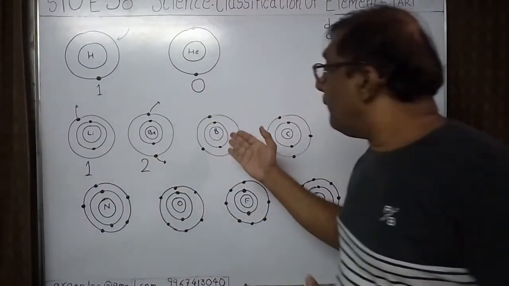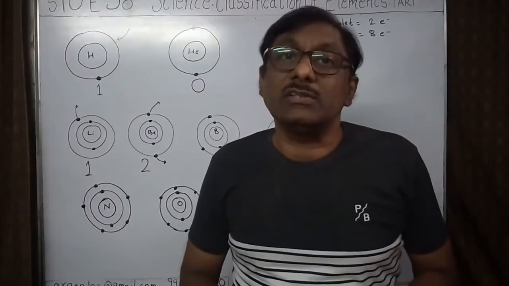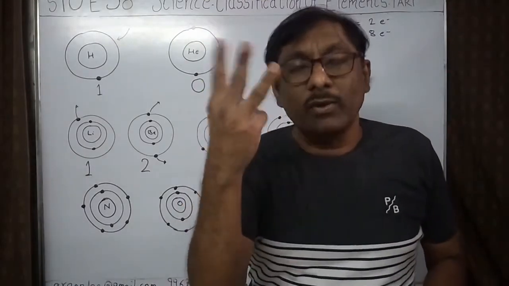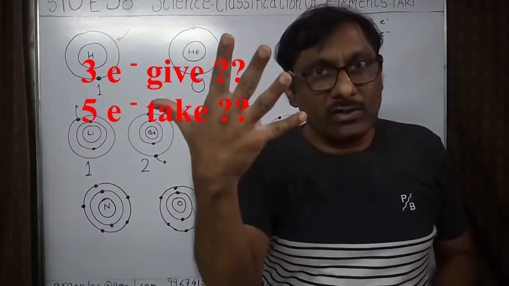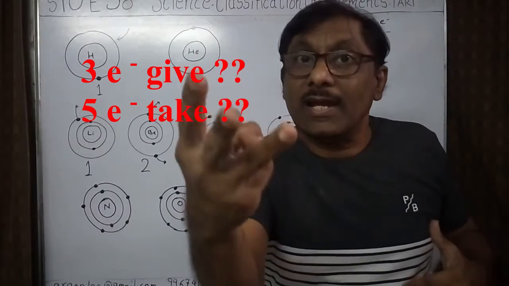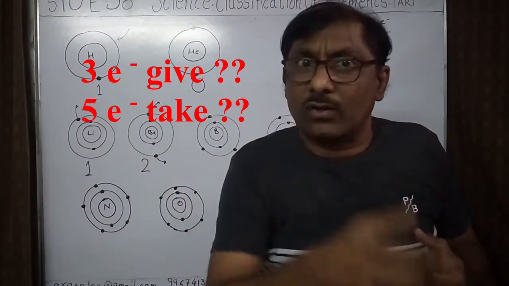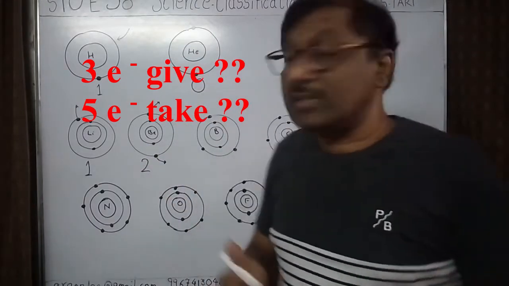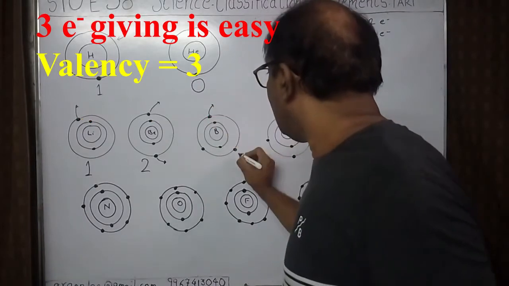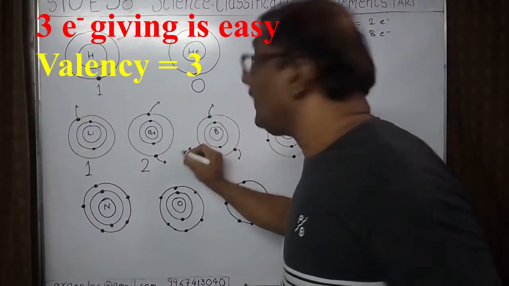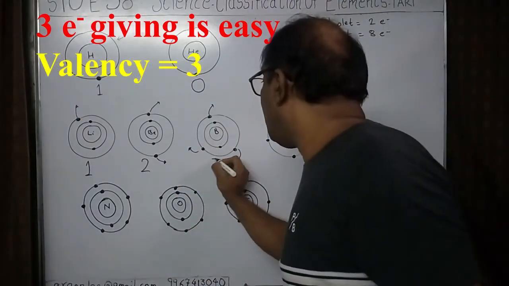Look at boron. It has 3 electrons in its outermost orbit. So 8 minus 3 will give you 5 electrons. Will it take 5 electrons or give 3 electrons? Giving 3 electrons is easy. So this electron given, this electron given, 3 electrons given. So valency will be 3.